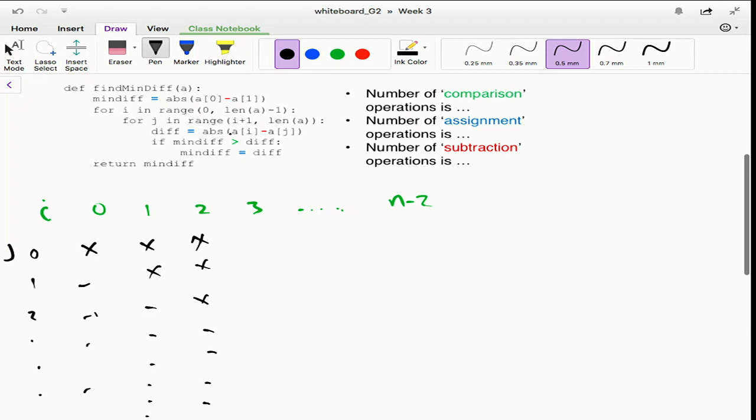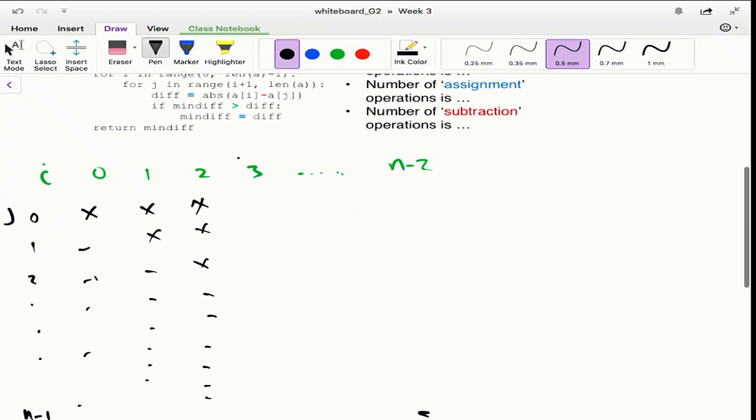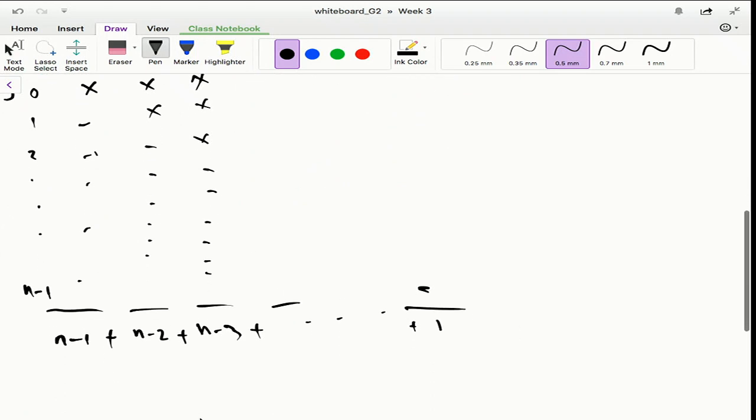Now inside the loop, the number of comparisons, you have exactly 1, right? The number of subtractions, you're going to have exactly 1. The number of assignments, you're going to have up to 2, because you have one assignment here, you have another assignment here. So if you can characterize the number of times that you go inside the loop, then you probably already know how many comparisons, additions, or subtractions that you usually need to do to solve the problem. Now, what is this number? 1 all the way to n minus 1.